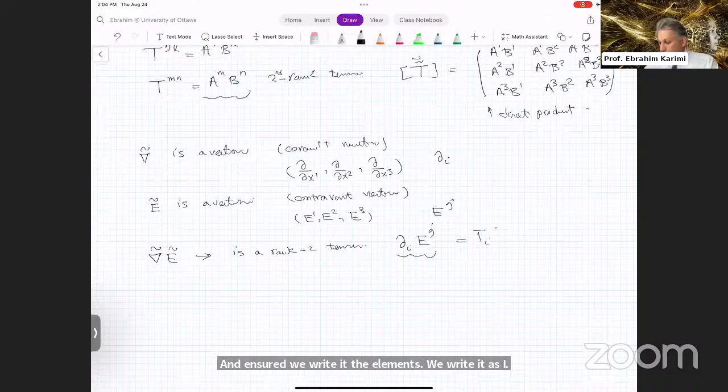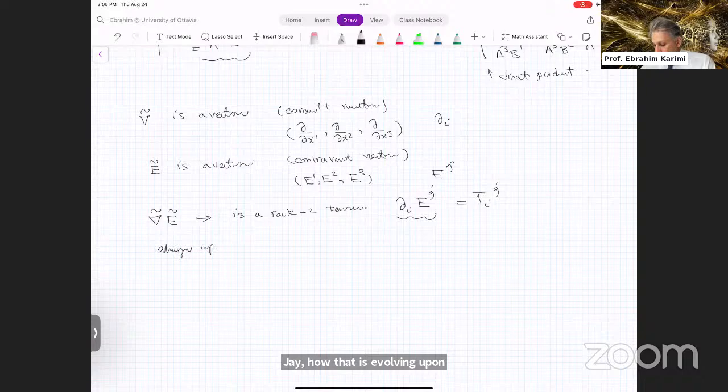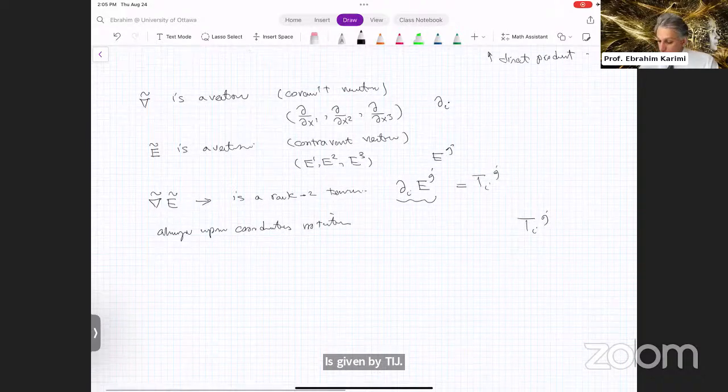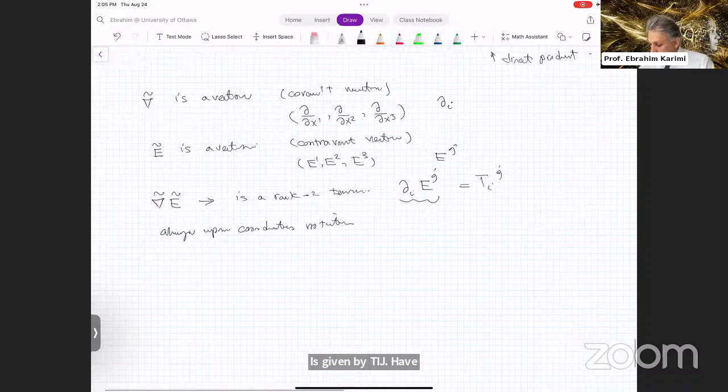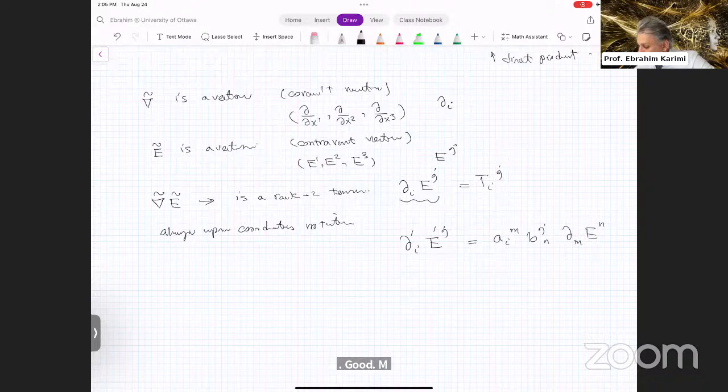That's a tensor of i, j. How it changes upon rotation of coordinates is given by the following. Let me write it in this way: the derivative prime of E_j prime will be a_im b_jn, derivative of m of E_n. Okay, and that's the way it changes upon the rotation.